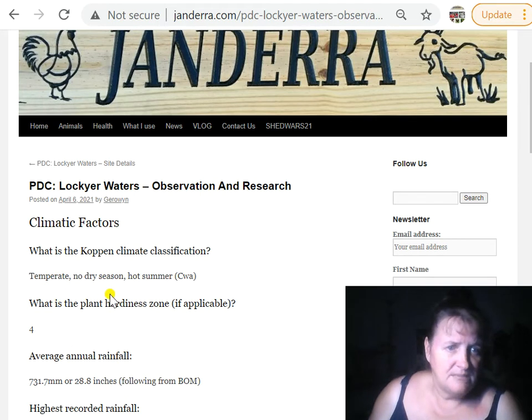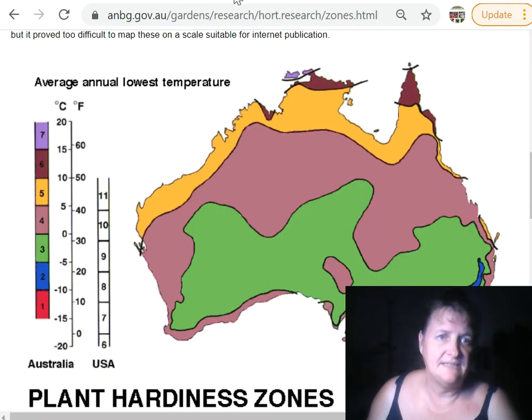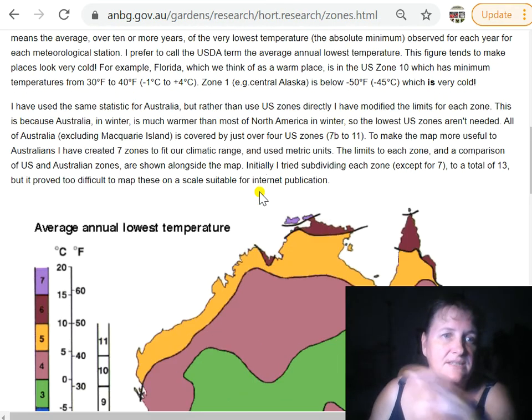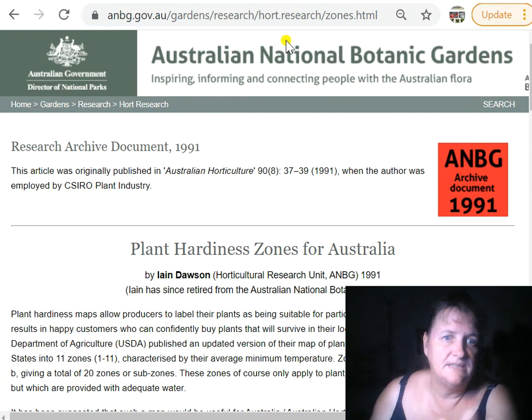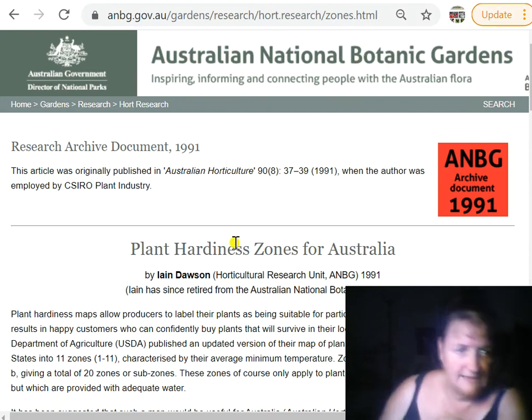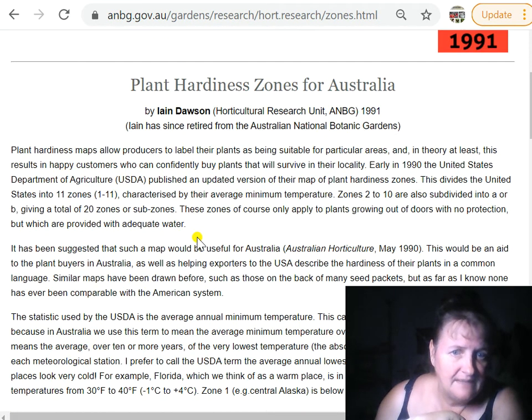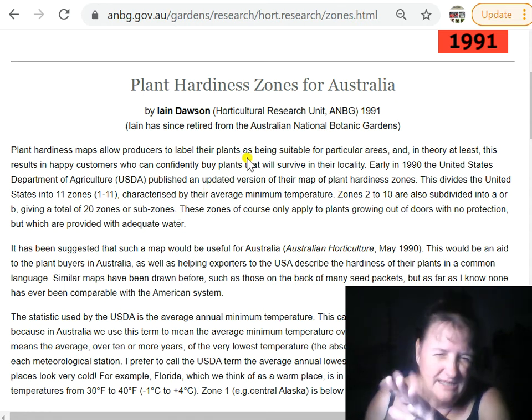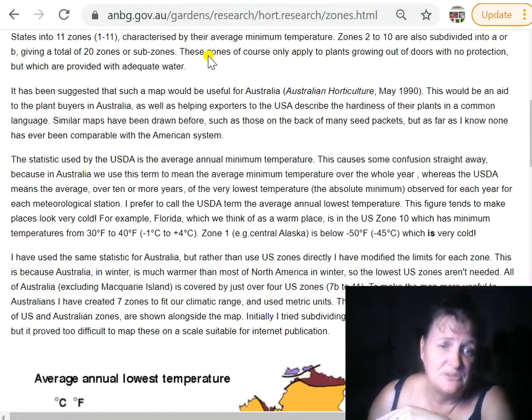Okay, so what is a plant hardiness zone? This has been done by the Australian National Botanical Gardens, and they've adapted the USDA's plant hardiness zones so that they kind of match up. There are a few things that didn't quite work, so they've had to adapt them slightly, but I'll put a link to this in the description as well.